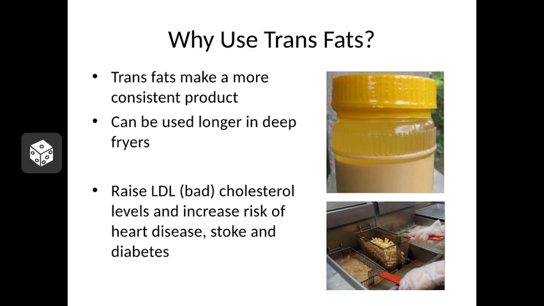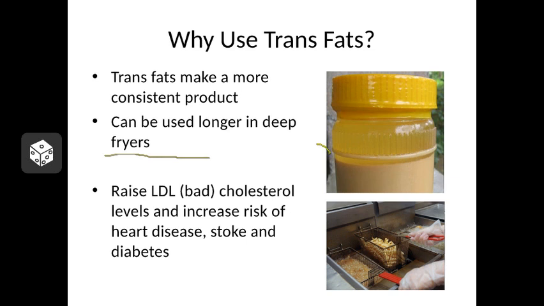When you take an unsaturated fat and you make it behave like a saturated fat, it tends to be more shelf stable. That means that a product like peanut butter can sit on the shelf a longer amount of time without going bad. It also means that you can use it inside deep fryers longer before the oil spoils, which is kind of fun to say.